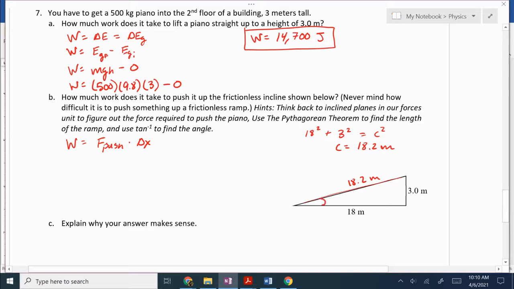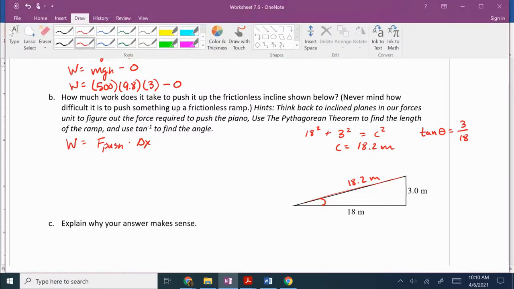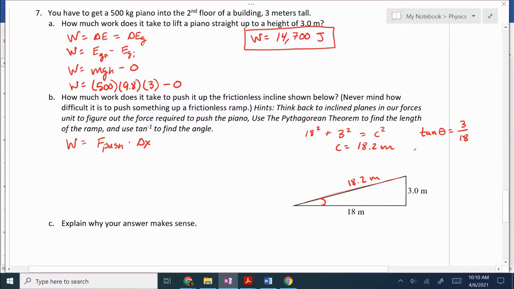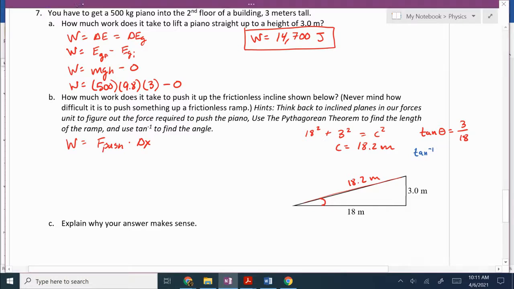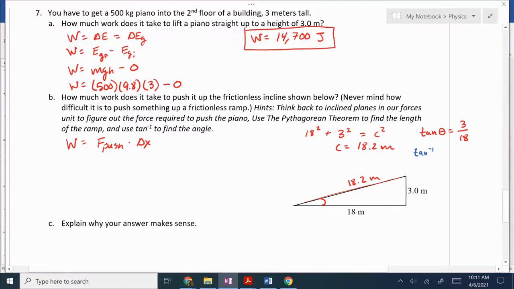We also need to know the angle. In order to find the angle, it says use inverse tangent. You could actually use any of them, but tangent theta is equal to opposite over adjacent. So that would be 3 over 18. Take the inverse tangent of both sides. Should have done that differently.